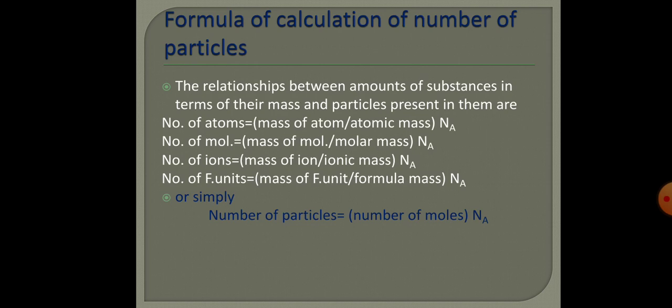Or we can simply say that if we need the number of particles, then multiply the number of moles of that substance by Avogadro's value. Then we come to know the number of particles which are present in the given quantity or given moles of a chemical substance. It's all about today's lecture.